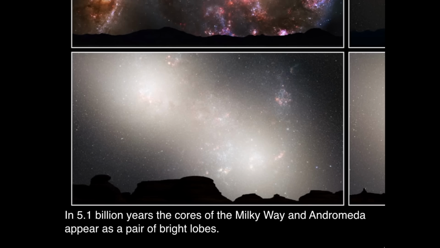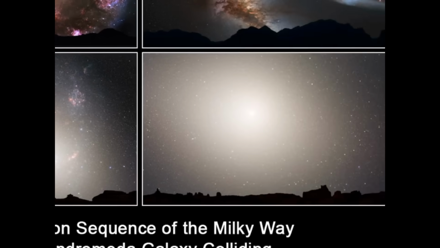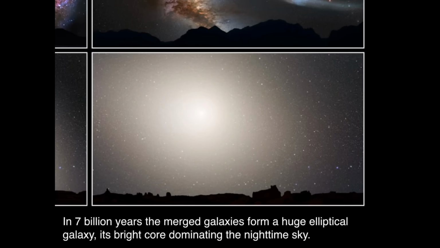That will be just the core remnants of that, and there will be some residual star formation, but really it'll be these two sorts of wild glows in the sky. And then after about 7 billion years, there will be a massive elliptical galaxy. The bright core dominates the night sky. In fact, it might be so bright that there would be absolutely nothing to see at night.